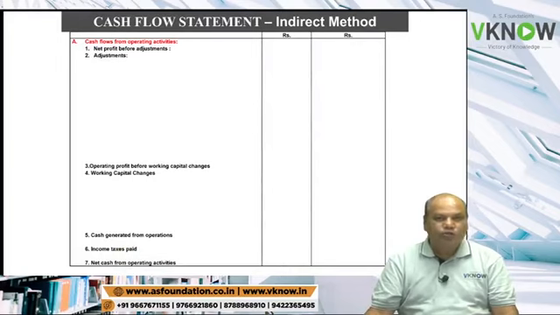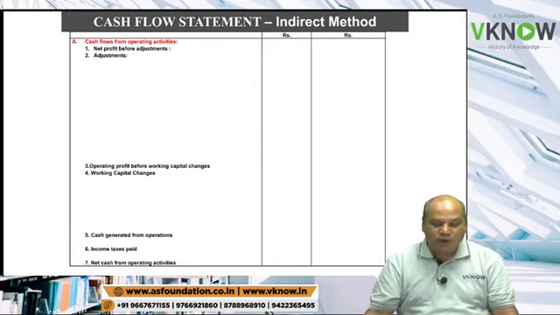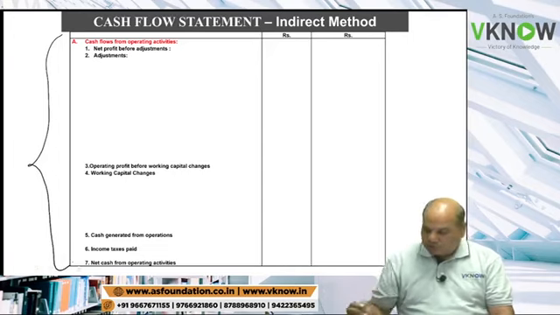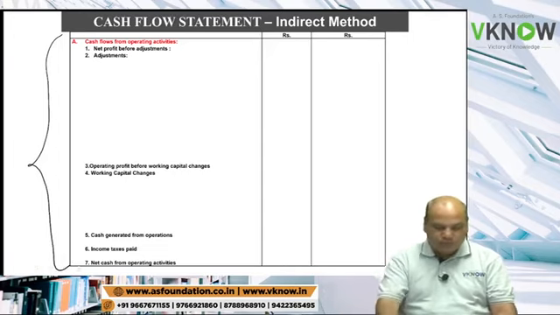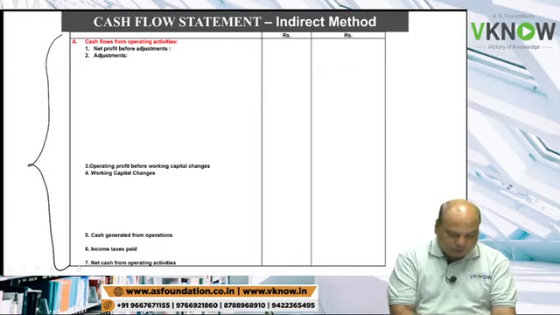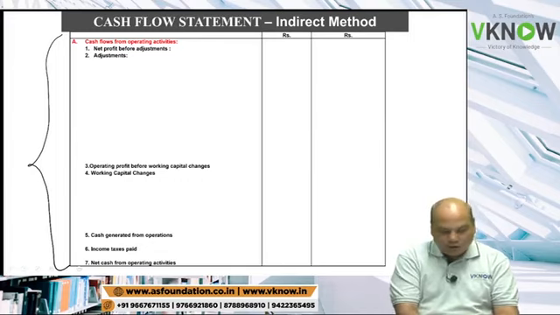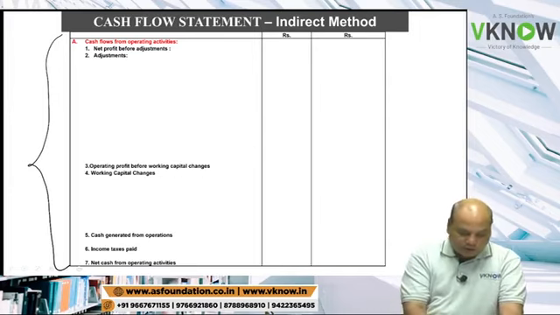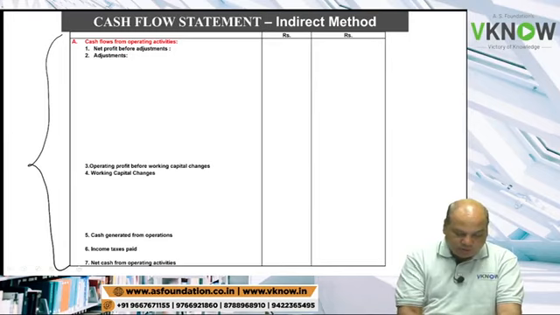This question specifically mentions that you need to prepare cash flow statement under indirect method. So I request all of you to kindly draw the format first. First write down the name of the company, Astha Limited, cash flow statement, for the year ended 31st March 2014.